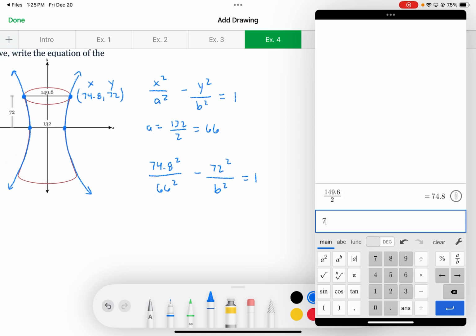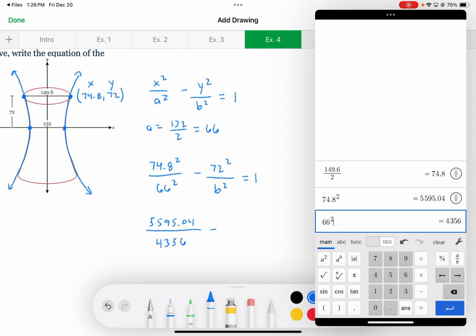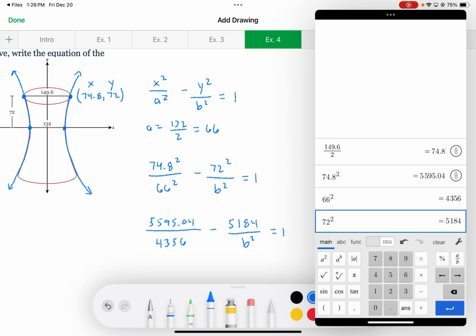Okay, now I'll do all the squaring. 74.8 to the second is 5,595.04. 66 squared, 4,356. 72 squared, 5,184. Okay, and now I just got to figure out how I can solve this for the b squared there, right?